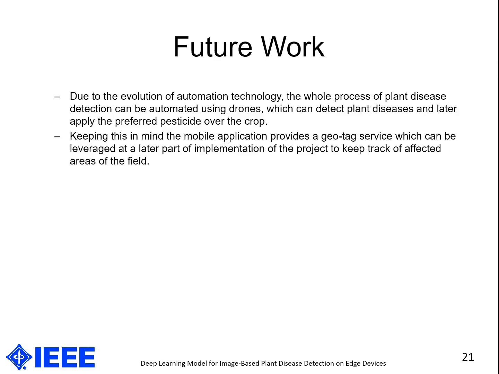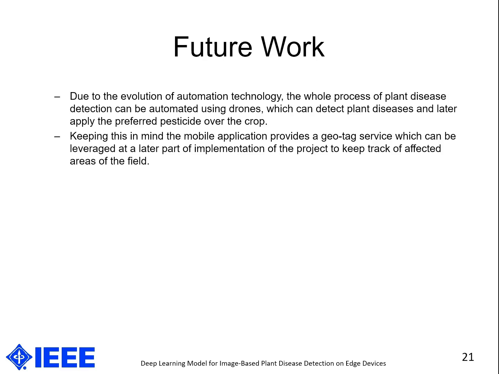Our future work: due to the evolution of automation technology, the whole process of plant disease detection can be automated using drones. So we can make our app highly scalable, where the farmers don't even have to go to the fields and click the images. What we can do is start a whole system where we can fly drones over their fields, and the drones will be able to capture the field images. Based on those field images, we can detect if the field has a certain kind of disease or not, and we can also geotag those fields, so we have a proper dataset containing the affected regions and the non-affected regions.